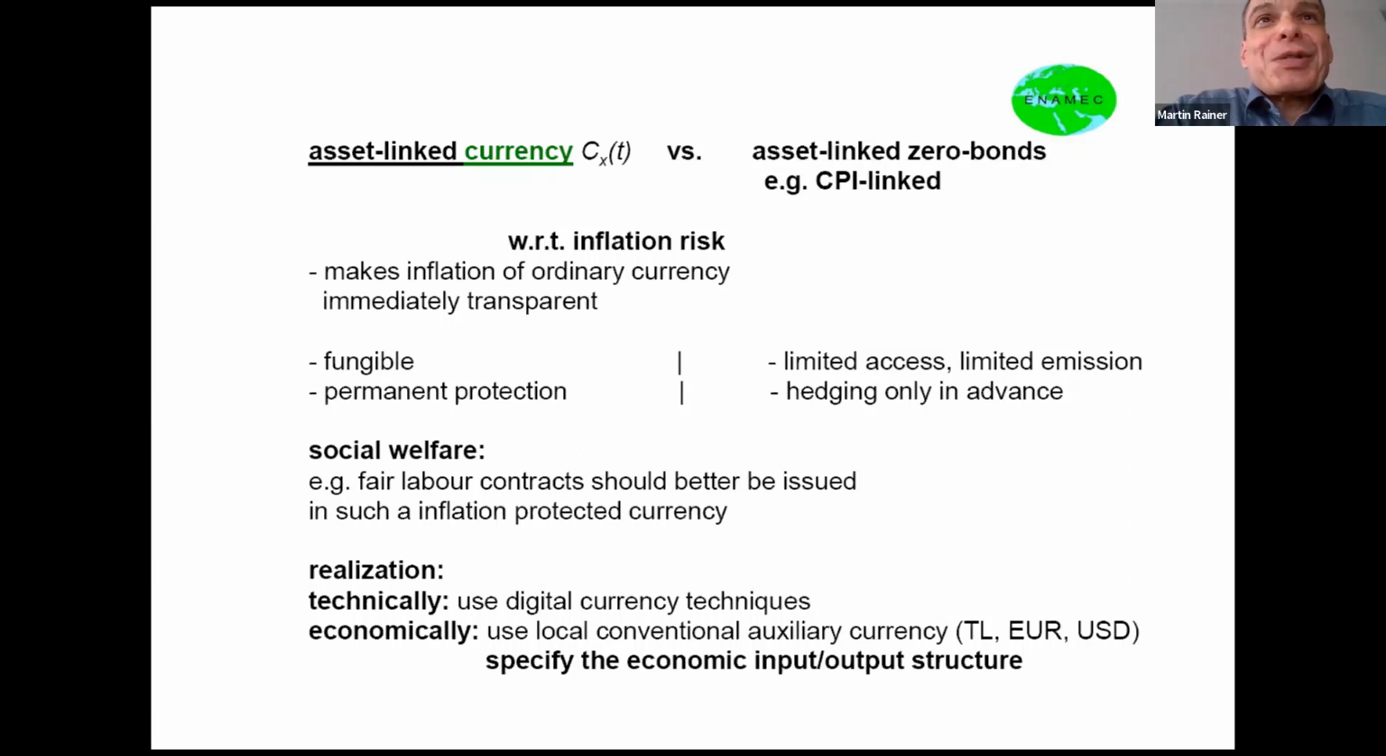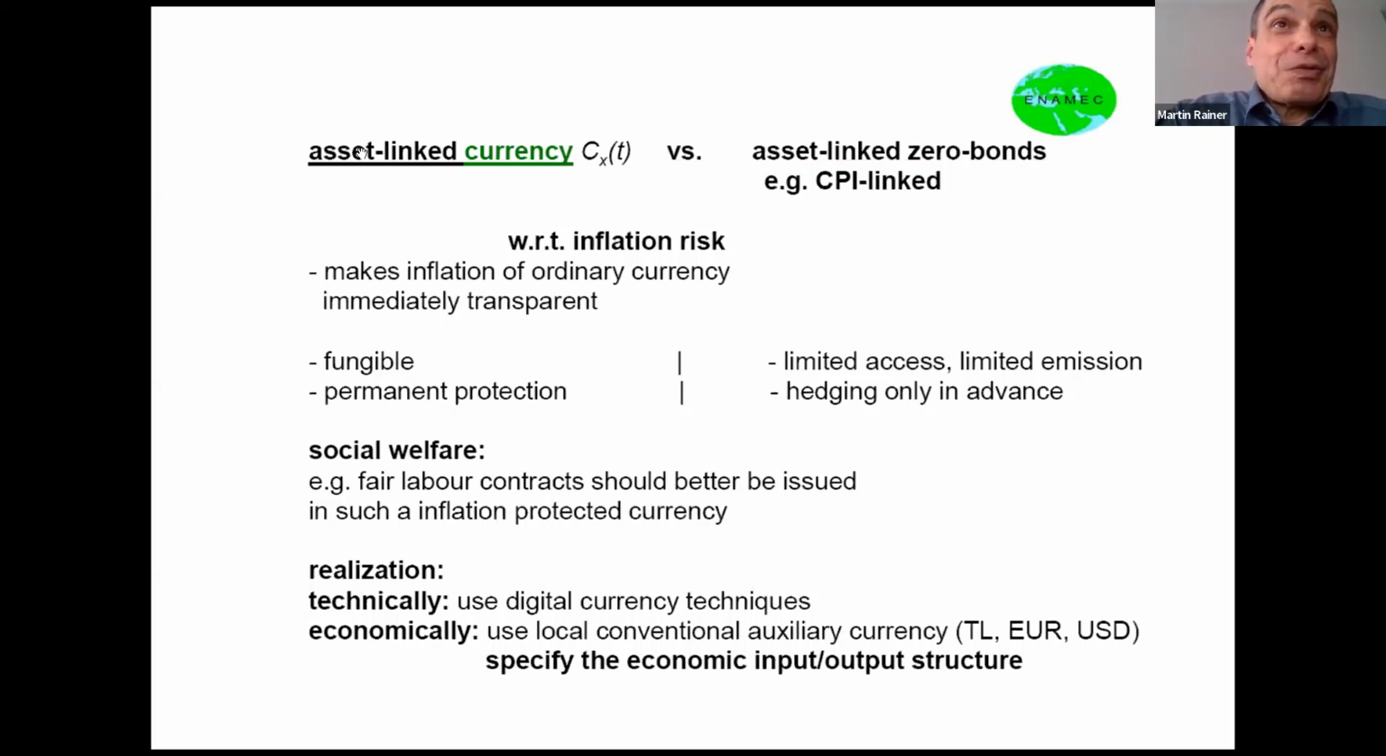And yes, so what are the differences? So first of all, the zero bonds, of course, are not fungible to everybody, so they are not available to everybody. And also, I can hedge my risk only if I buy the zero bond in advance. If the risk already has happened, or the movement in price already has happened, the price of the zero bond also will be high.